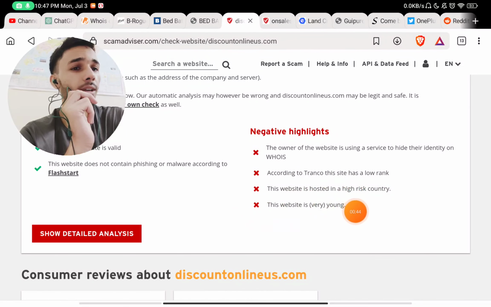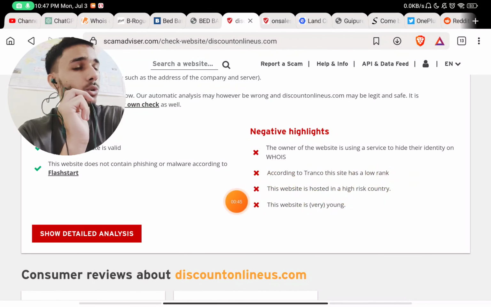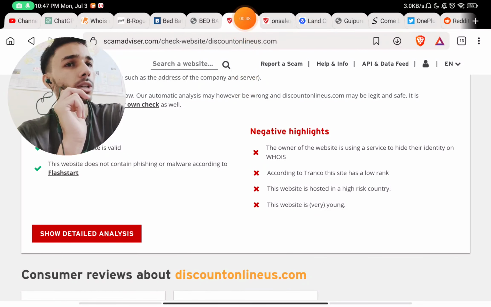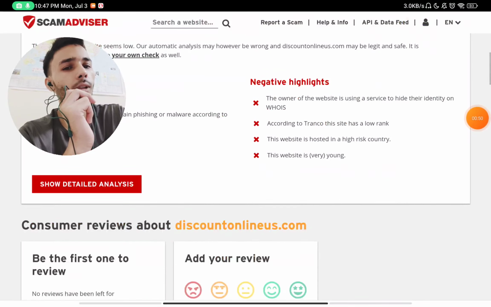This is another point. Third, the website has a low rank, and the most important point is that the website is very young. How? Let me show you here.